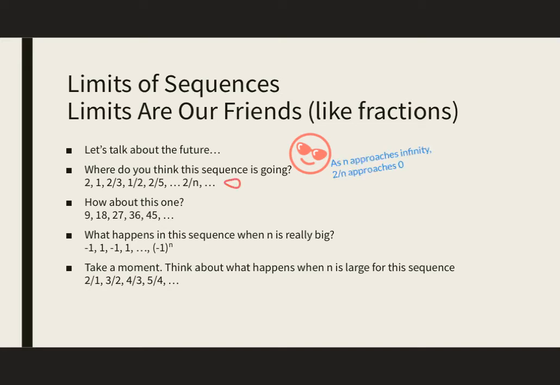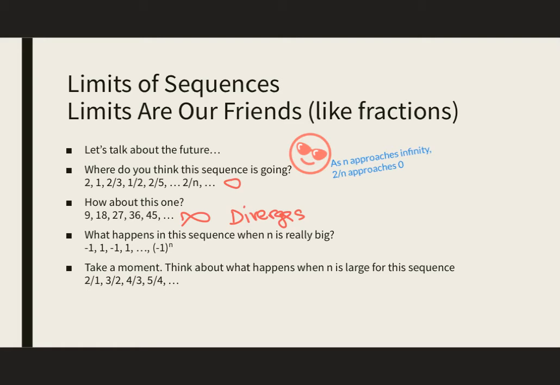How about the next one? We have multiples of 9: 9, 18, 27, 36, 45. Well, this really goes forever, right? So the result would be infinity. But we would call this diverges as well. Diverges meaning it goes away from any number that we think it might approach. And infinity is not a real number.